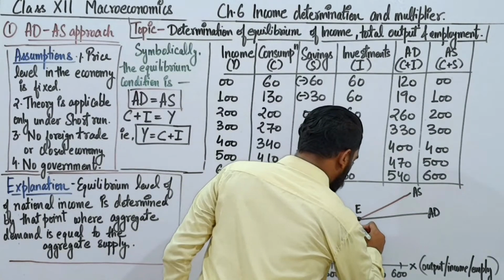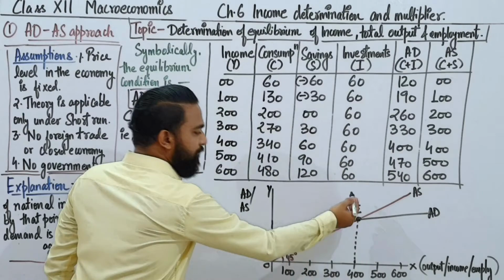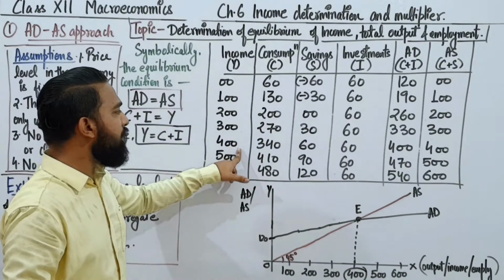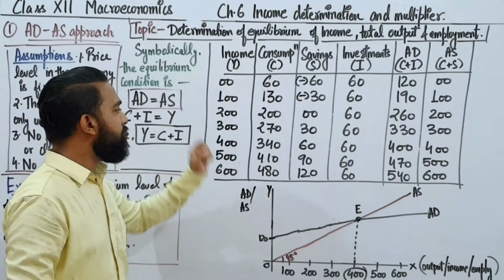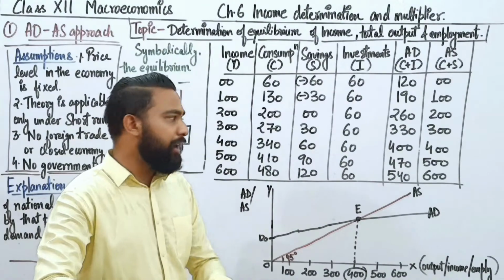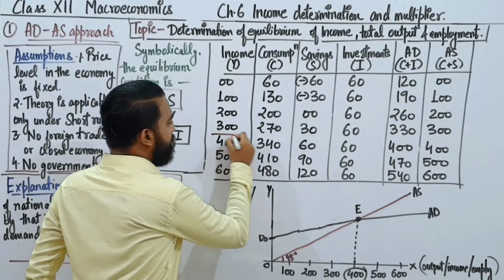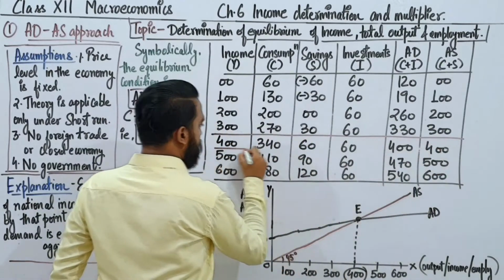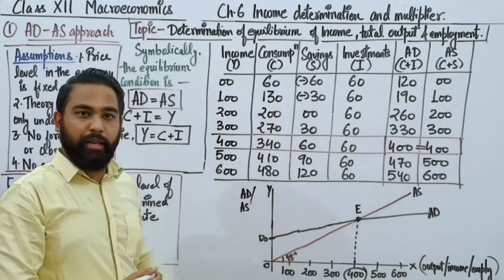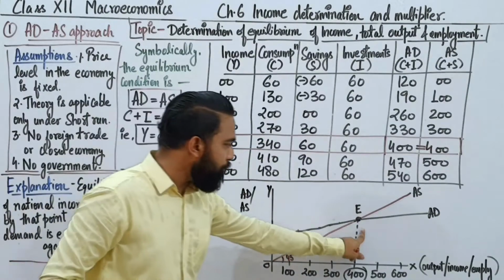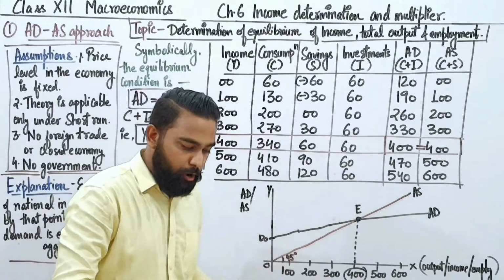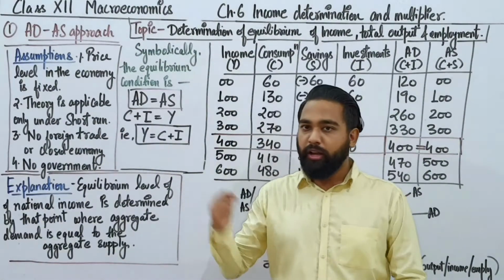Now see what is the level of income at that point E. The level of income at point E is 400. It means when the income is 400, at that point aggregate demand will be equal to aggregate supply. See, at level 400 of income, the aggregate demand is equal to aggregate supply. Isn't it? 400 is equal to 400. It's the same point E where the aggregate demand is equal to the aggregate supply. I hope you have understood. Now let's come to the further topic.